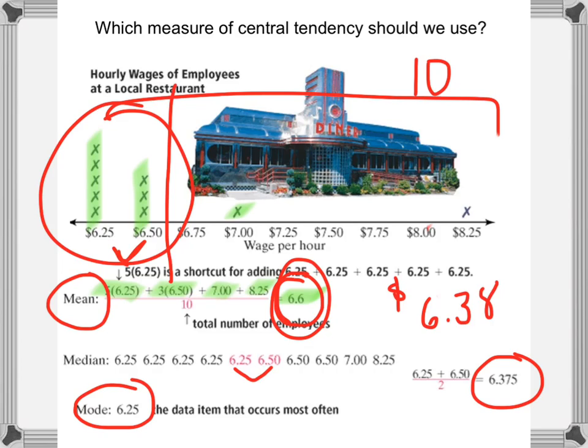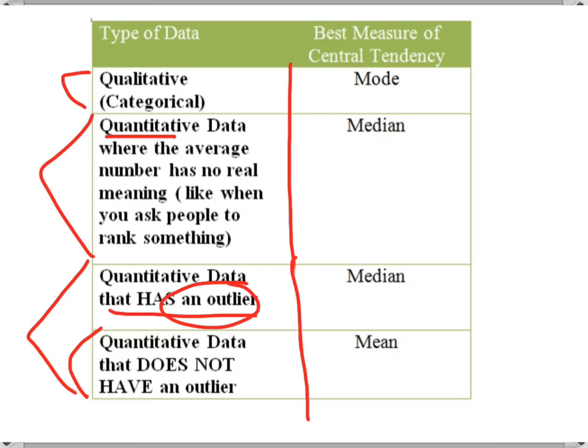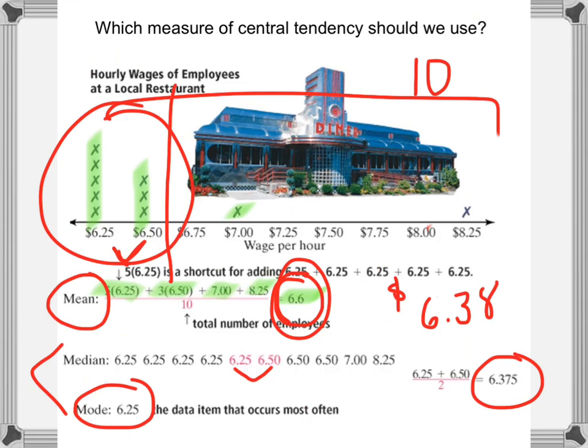And certainly the mode reflects what most people earn as well. So the best measure of central tendency given this data set is the median or the mode. So again, going back to our last slide, if you have an outlier, it is not good to use the mean, because the mean is either skewed upward or downward by the presence of your outlier.